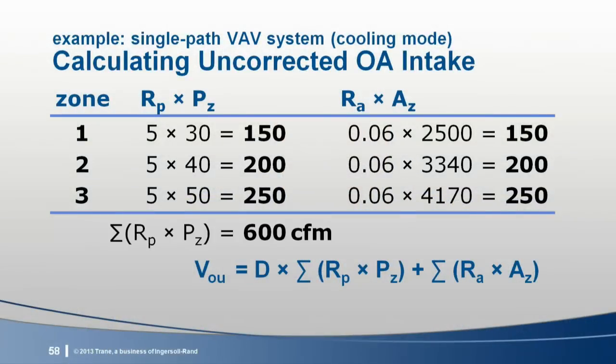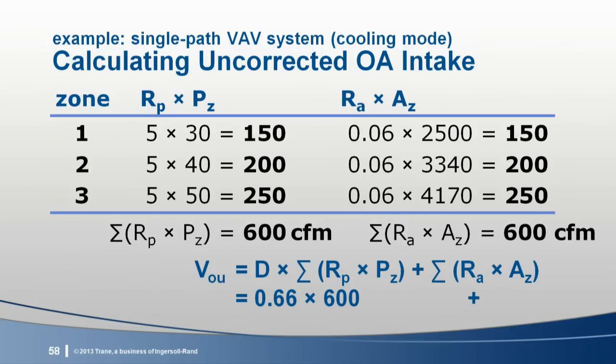With diversity calculated, next we'll sum the breathing zone rates. The people-related component of the breathing zone airflow is the CFM per person rate times the peak zone population. The sum of these three zones is 600 CFM. But again, that portion is reduced by multiplying by occupant diversity. The building-related component is the CFM per square foot rate times the floor area. The sum for these three zones is also 600 CFM. But again, this is not affected by occupant diversity. Adding these two components together, the uncorrected outdoor air intake is 1,000 CFM for our example.